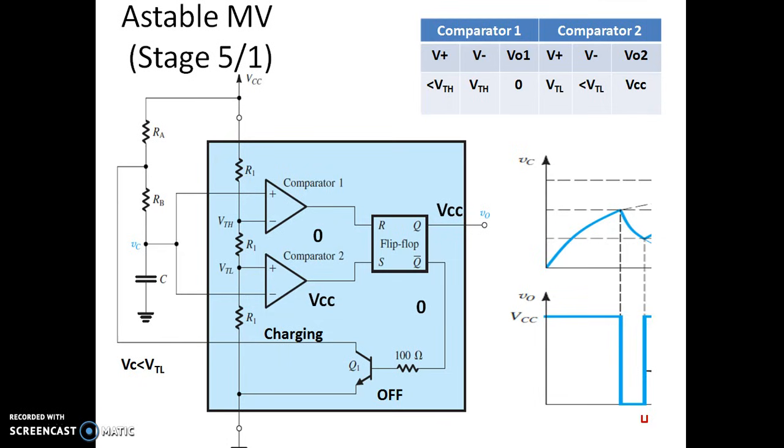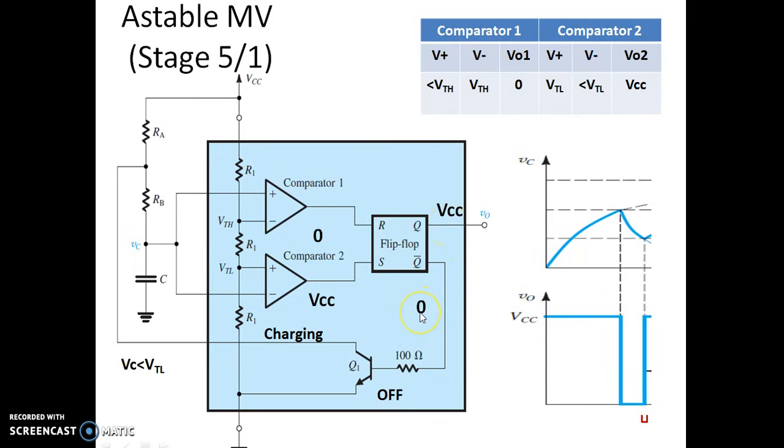Now let us see what happens next, because we know that in the previous case it was going towards 0 volt. On its journey towards 0 volt, it will cross VTL. Suppose it goes below VTL, as you can see here. If it is going below VTL, this comparator is going to change its state from 0 to VCC. Now it is VCC. As soon as it becomes VCC, this will become 1. When it is 1, it is going to set the output.